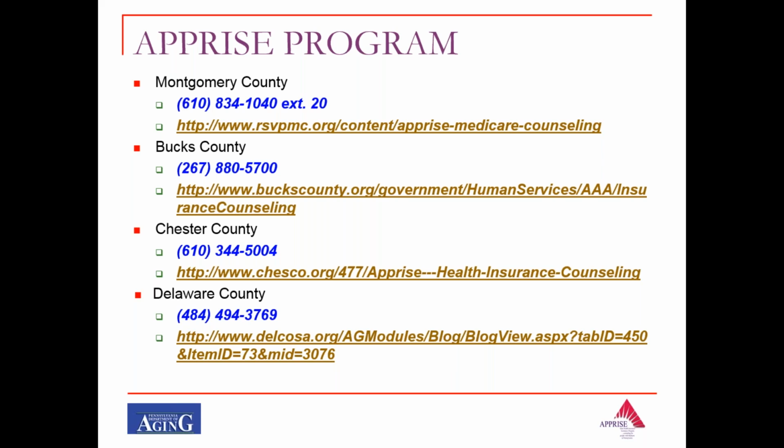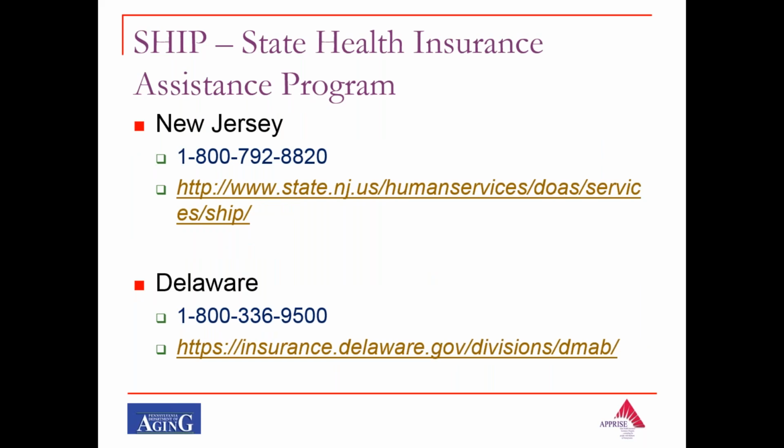Not everyone is capable of coming to 15th and JFK in Philadelphia where we're located, so I always let folks know that they have this option, that if they're in, let's say, Jenkintown, or if they're in Kennett Square or Plymouth Meeting, they have these options to go to their local APPRISE program.